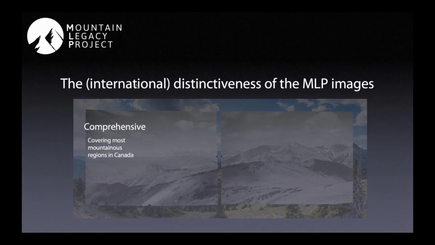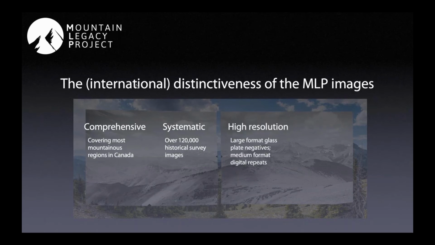They're comprehensive. They cover most of the mountain regions in Canada. They're systematic. There's 120,000 of them, so they're really throughout the landscape. They're high resolution. Historic ones come off large format glass plate negatives, and then we do medium format digital repeats, so our images are high quality. And I know it sounds a bit strange to say this, but our repeat images have worked hard to match the quality of the historics. The historics are really superb.